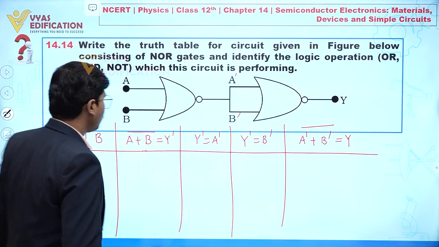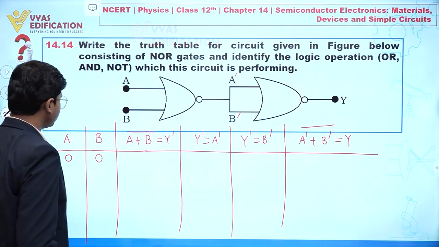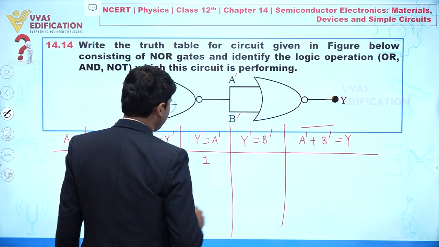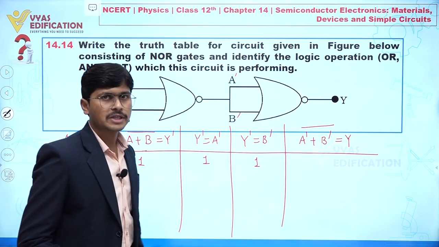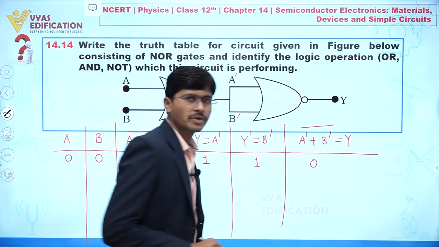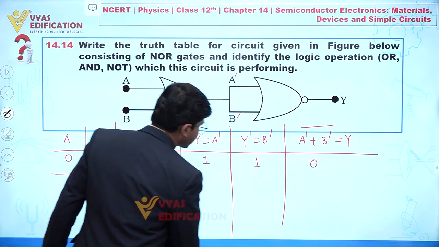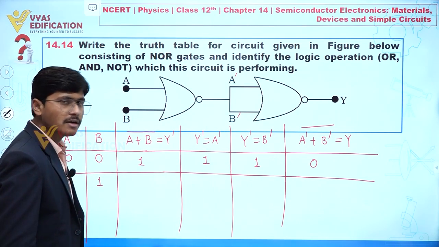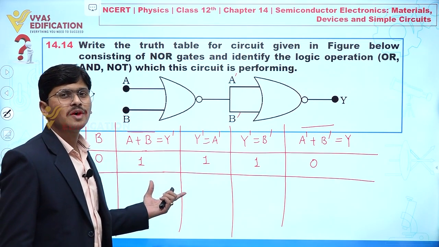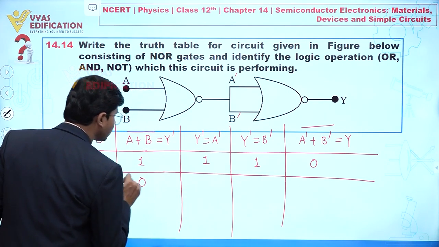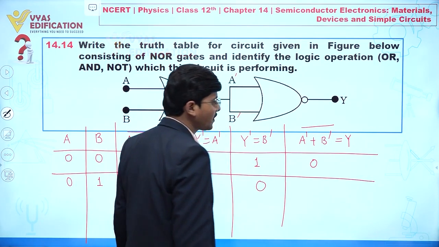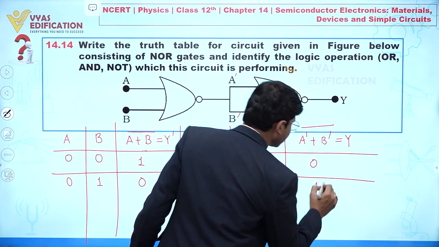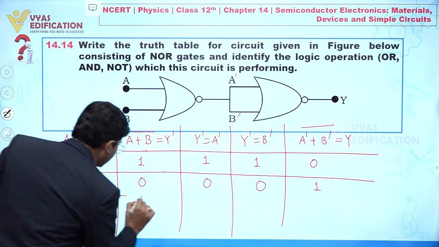So now we are going to discuss them one by one. Let's suppose the input is 0 and 0. 0 or 0 is 0, but this is NOR, so we get 1. This input is 1, this one is also 1. 1 or 1 is 1, and we are getting 0. Now if the input is 0 comma 1, so this is 0 and 1. 0 or 1 is 1, but this is NOR, so 0. This one is 0, this one is 0. Now 0 or 0 is 0, but this is NOR, so we have 1.